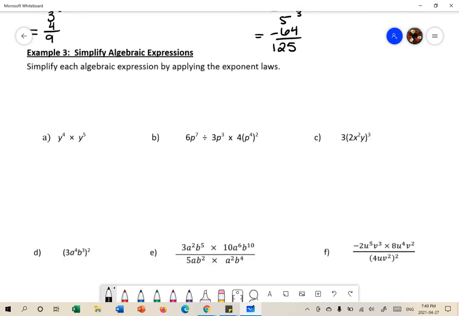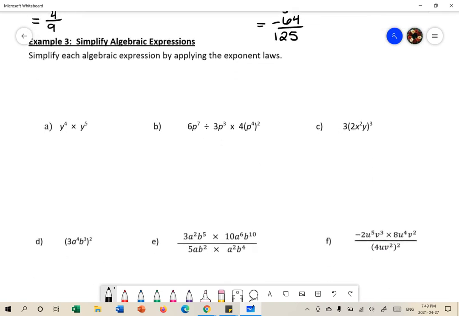Example 3. Simplify each algebraic expression by applying the exponent laws. So now all the exponent laws that we learned today, we're going to apply all of them to these examples. In part A, this is keeping the base the same, and then we're going to add the exponents. In B, we have to simplify the brackets here before we can multiply it towards any of the other terms.